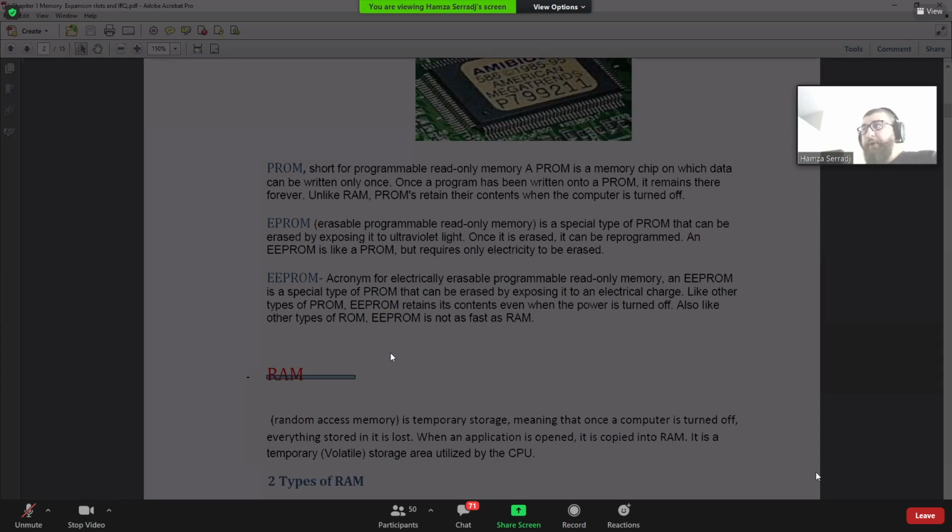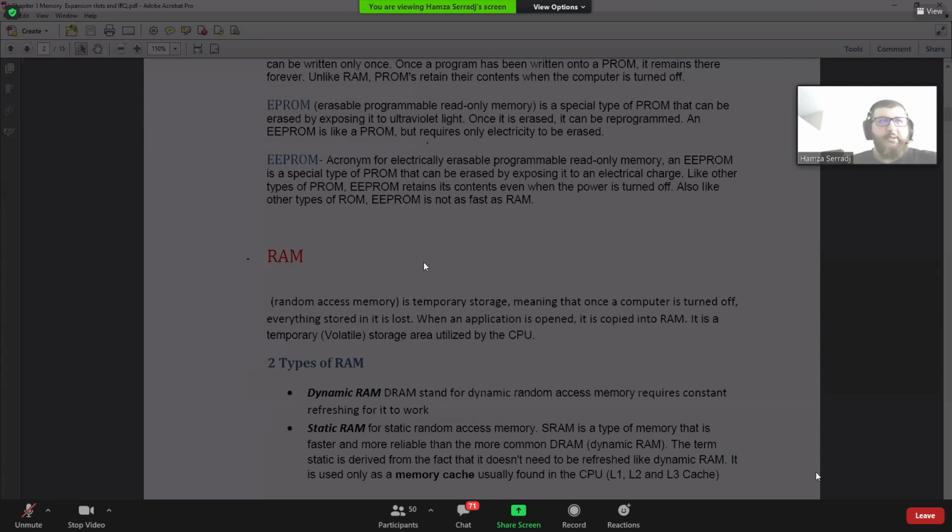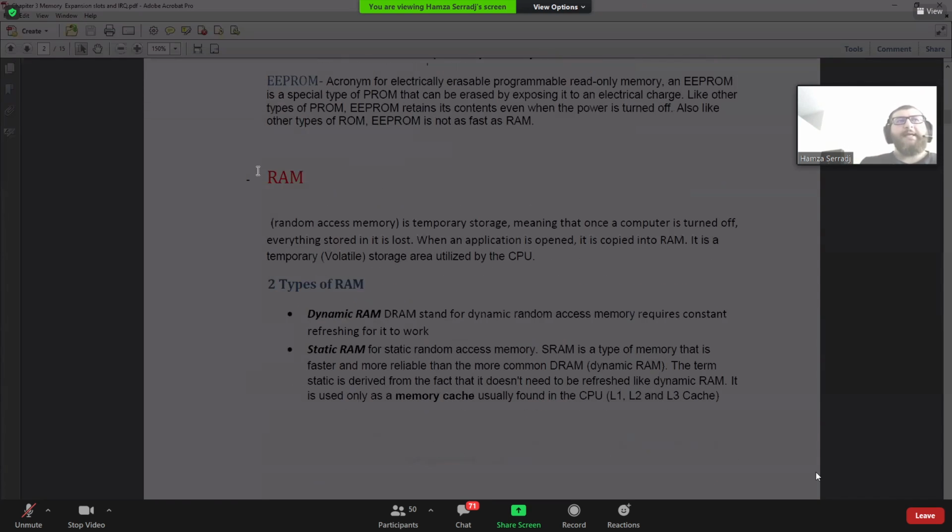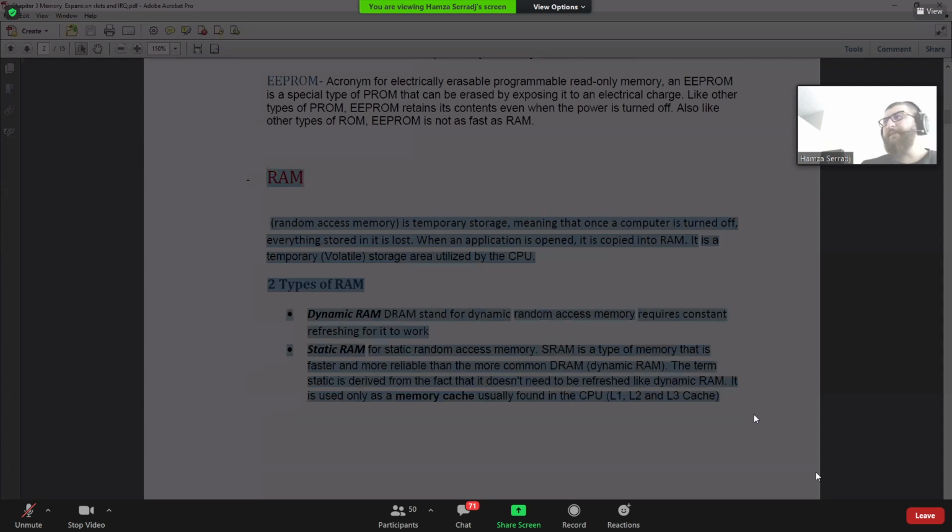But the ROM is different. The data is already printed on the circuits. All right. So the RAM is volatile. By the way, volatile means that it needs a continuous refresh to keep the data. When there is no electricity, the data is gone forever, right? So this is the RAM.